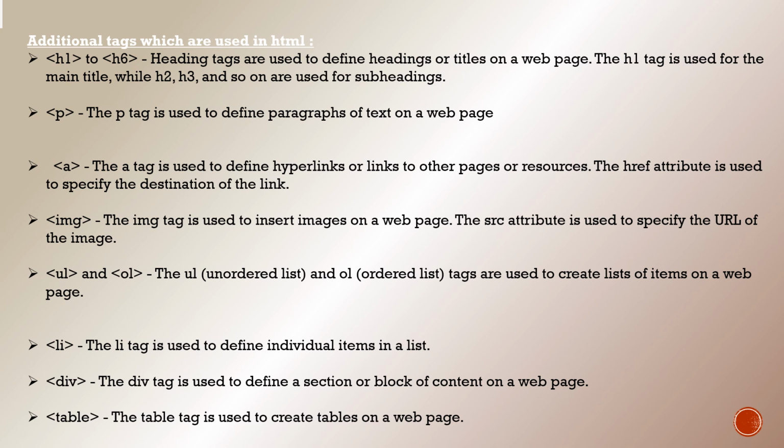Now we'll be knowing some additional tags which are used in HTML. First we'll go with H1 to H6. These are heading tags which are used to define the heading or the title on a web page. The H1 tag is used for the main title, while H2, H3 and so on are used for subheadings. These H1, H2 heading tags are basically used for headings for the web page.